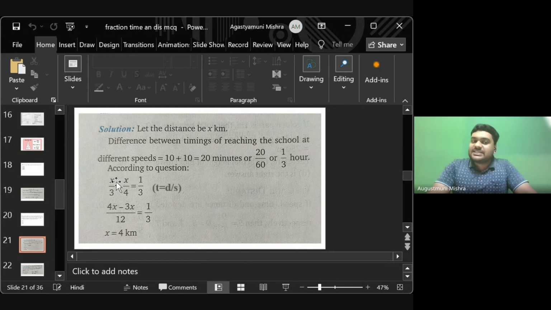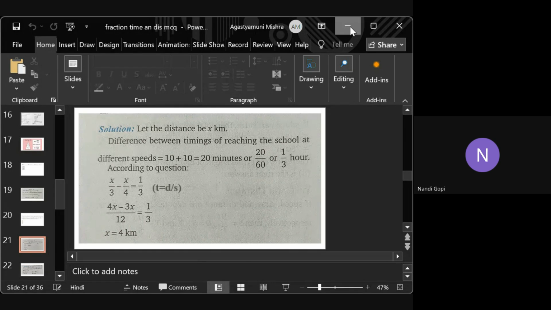Here the distance is X in one situation, and X in the other situation. The speed in one case is 3 kilometer per hour, in another it is 4 kilometer per hour, and the time difference is 1 by 3 hour. When you solve this basic equation by doing the LCM and all, you will get the answer, which will be 4 kilometer, meaning you find X. I hope that is clear. Yes, sir. Thank you, sir.